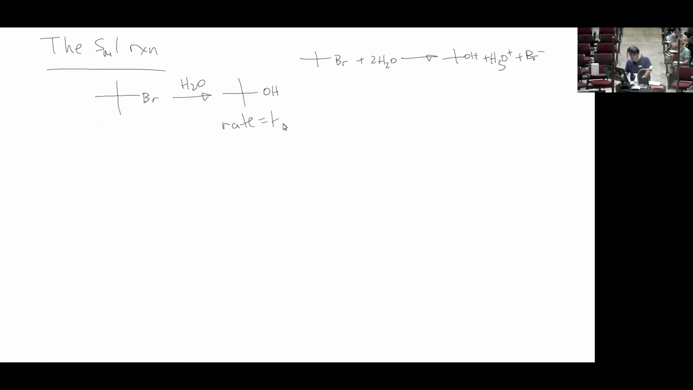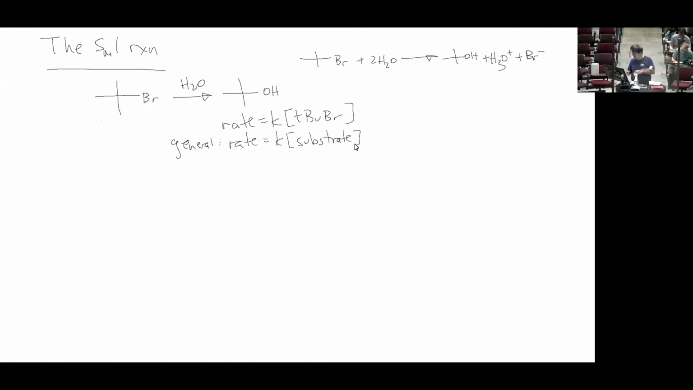Rate is rate constant times the concentration of tert-butyl bromide. I'm going to use tBu for a tert-butyl group. So that's what the rate law would look like for this particular reaction. Or in general, the general form of the rate law would be rate is rate constant times substrate concentration. So this is a first order rate law. The reaction exhibits first order kinetics.